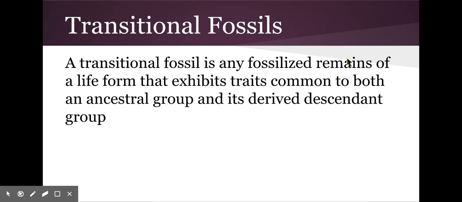So we have a special type of fossil called transitional fossils. A transitional fossil is the fossilized remains of a life form that exhibits traits common to both an ancestral group and a derived descendant group. Basically what that means, so a fish actually came from an amphibian. And when that fish came from that amphibian, it used to have 4 legs. So we look to see these ancestral fossils and where they are.